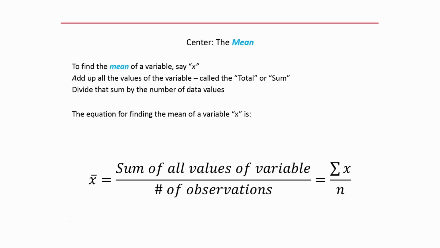The mean is simply when you take all the values in a variable and you add them up, then divide by how many values you have. So I've written that out in words here: sum of all values of the variable divided by the number of observations. And there is a symbol that you will see used in this class and other classes a lot, and that is X with a bar on top, or any letter with a bar on top.